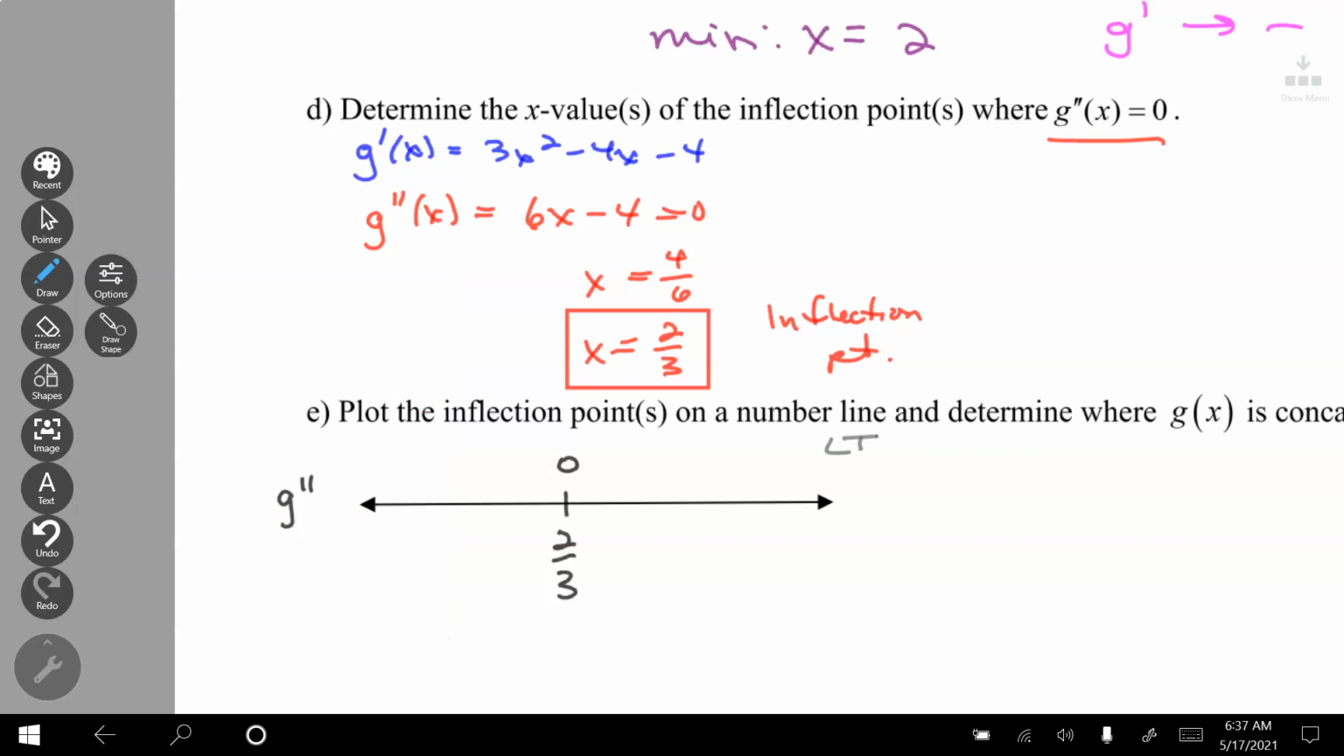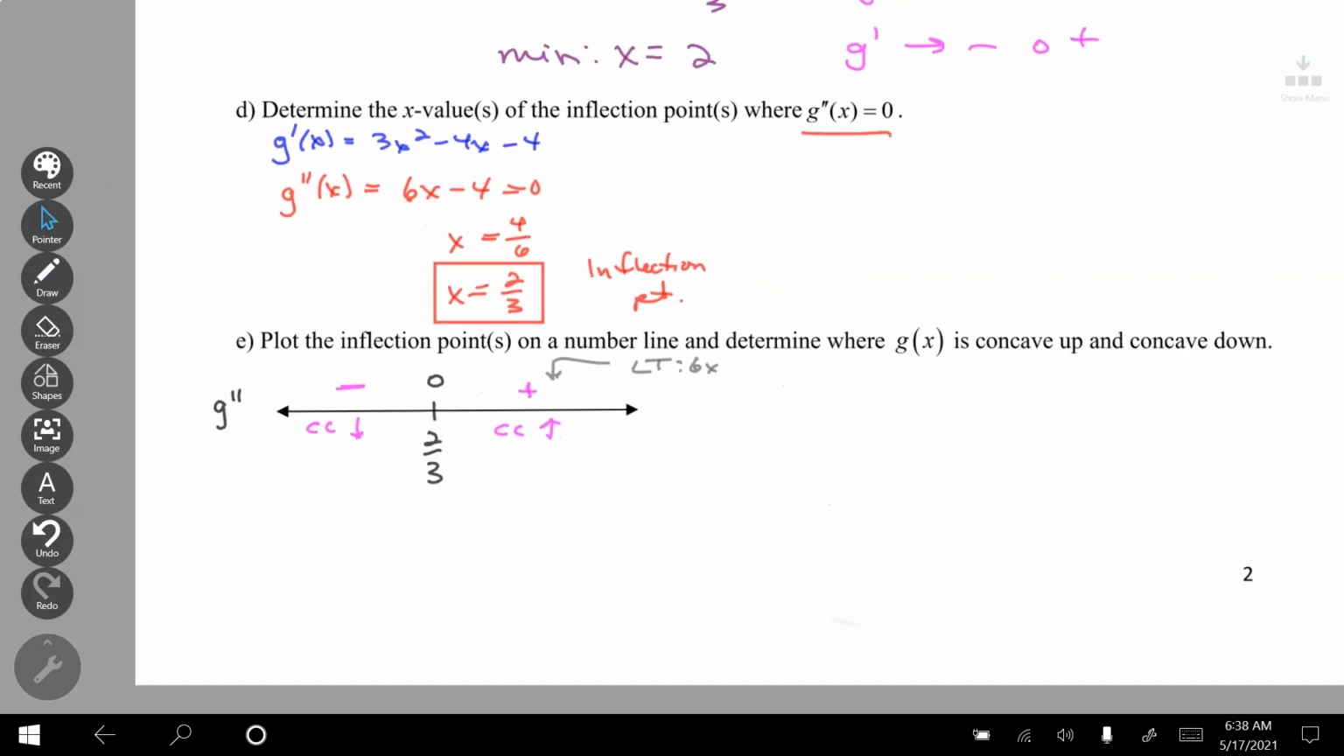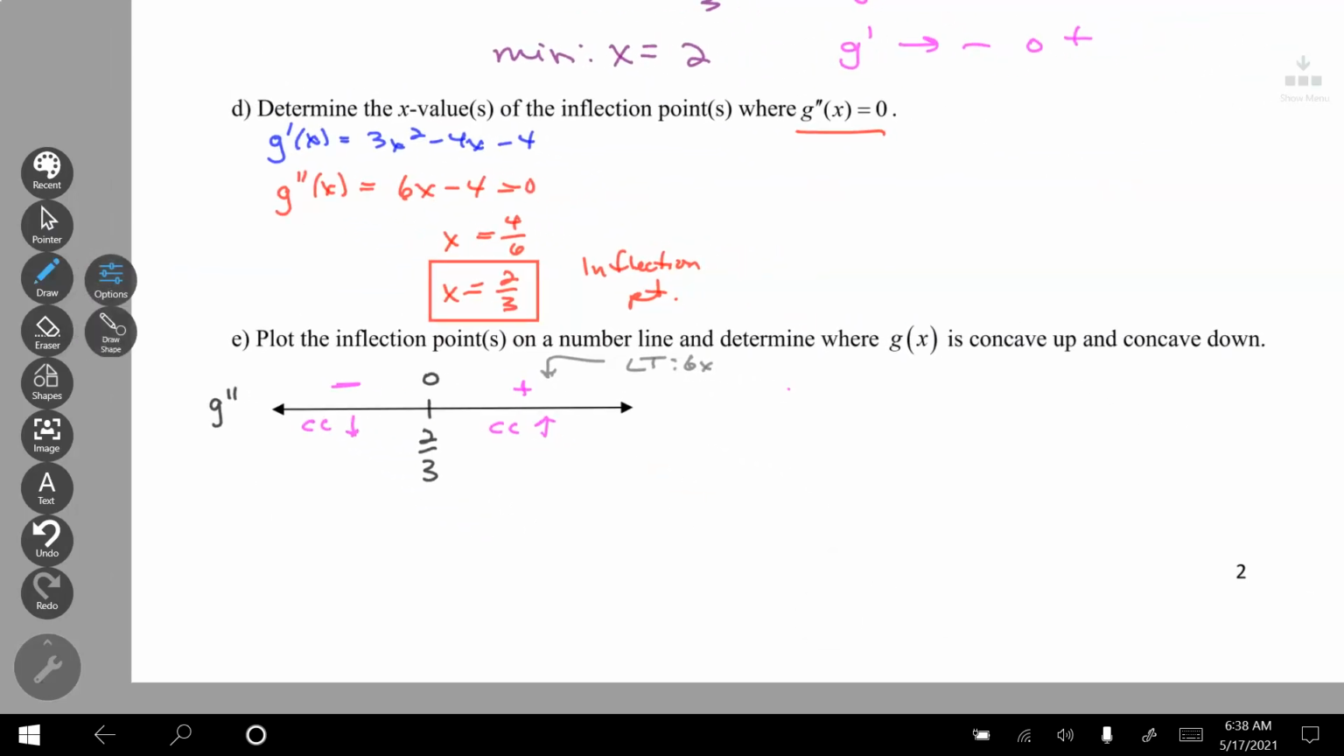Again, I should pay attention to the leading term. The leading term of g double prime, not the original function, is 6x. That means over here I have a positive, and over here I have a 0 and I have a negative, because there are no bounces. So the negative is where it's concave down, and the positive is where it's concave up. So if I want to write everything where it's concave up and concave down, it is concave up from 2/3 to infinity. It is concave down from negative infinity to 2/3.